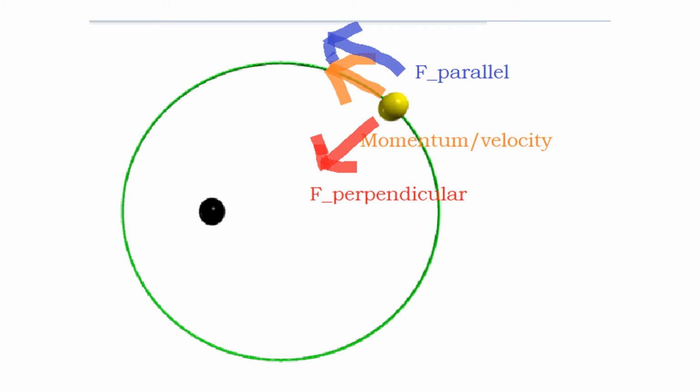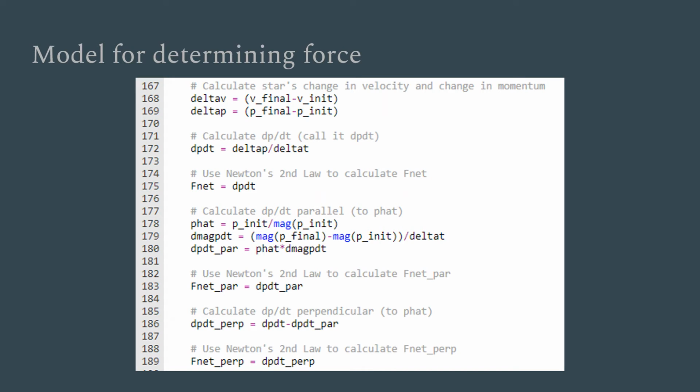Here you can see the model I made to show the directions of the net force. You can see that the perpendicular component is pointed inwards towards the center of the black hole, and the parallel component, which is also parallel to momentum, is tangent to the path of the star. And here's my model for determining force. You can see once again how I calculated delta V and delta P, and that F net equals delta P divided by delta T, and also how I calculated the parallel and perpendicular components of momentum.